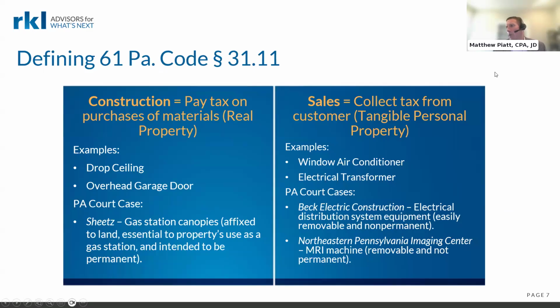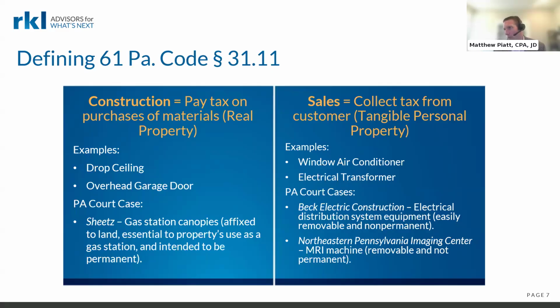So now we're specifically talking about Pennsylvania here to start. So our general framework that we touched on earlier, that's applicable to Pennsylvania. If it's a real property contract, or in Pennsylvania language, if it's viewed as a construction contract, you're going to pay tax on the purchase of the materials. Some examples that qualify in Pennsylvania as default real property or construction activities: a drop ceiling, an overhead garage door. Also listing a couple of cases here that shaped the Pennsylvania law in this respect.